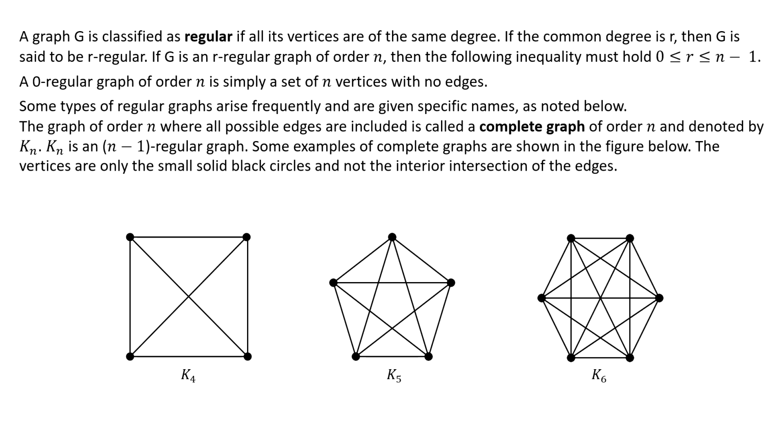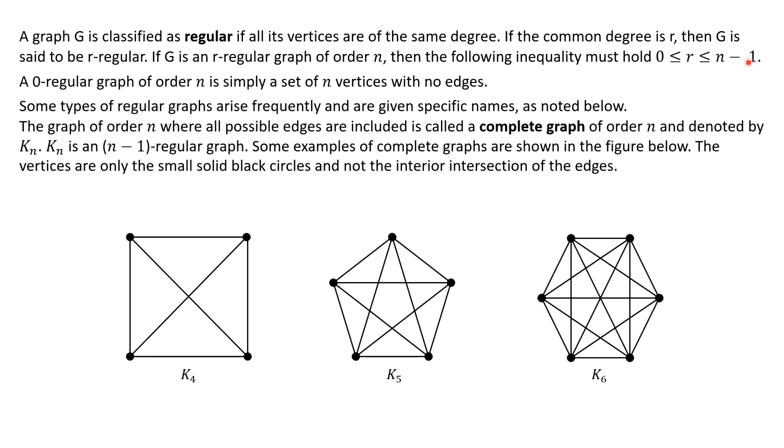So we talked a little bit about irregular graphs, and we saw that there weren't any of them, but there were almost irregular graphs. So you may be wondering, well, what's a regular graph? I want to talk about that on this slide. A graph G is classified as regular if all its vertices are of the same degree. If the common degree is R, then G is said to be R regular. If G is an R regular graph of order n, then the following inequality must hold. R is greater than 0 and less than or equal to n minus 1.